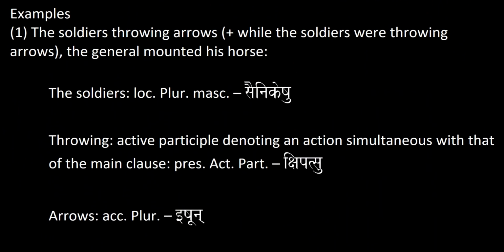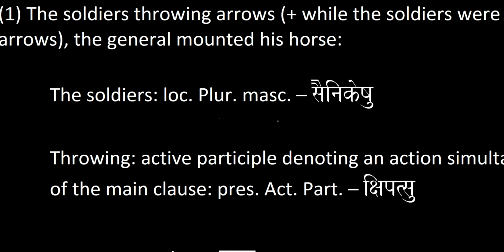So here's our first example. So soldiers throwing arrows, the general mounted his horse. Or while the soldiers were throwing arrows, the general mounted his horse. Soldiers throwing the arrows, that is one thought, that's a different subject and a different verb from the general mounting on his horse. So this is how we're using the absolute phrase. So the soldiers is going to be in the locative, plural, masculine. So that's how you end up with sainikeshu.